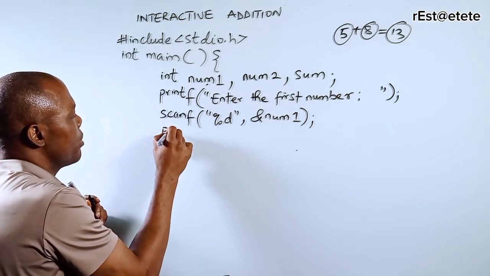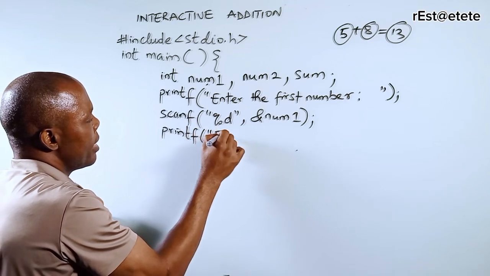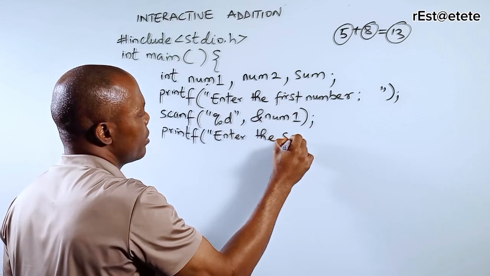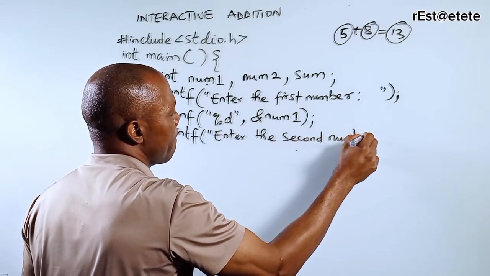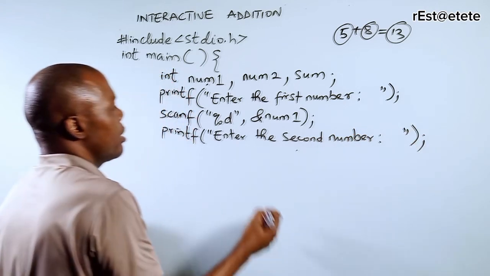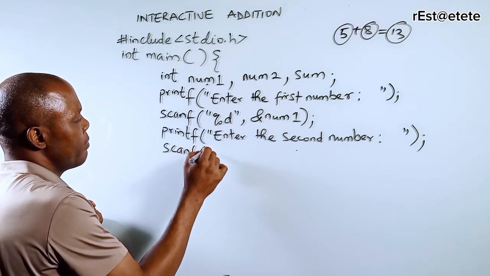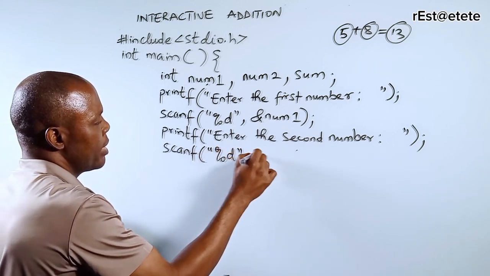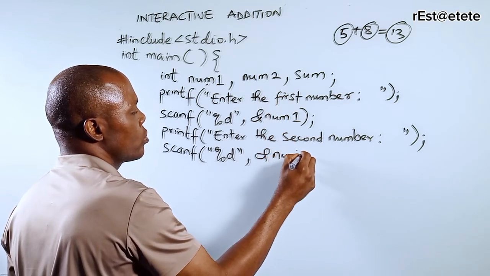Then I will say printf to enter the second number. Enter the second number. I will give it a space. Then scanf will take it again, %d. Then it will store it in the address of what? num2.